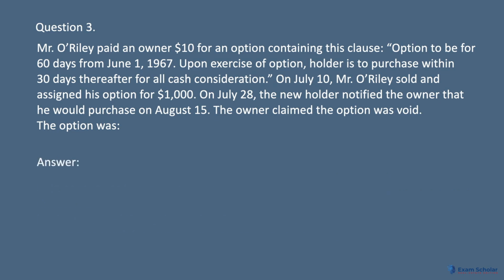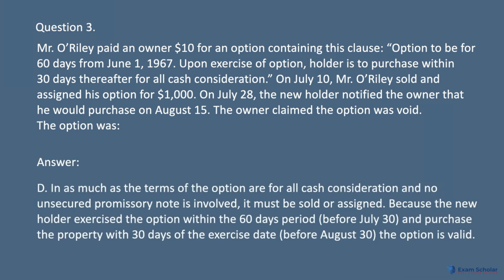Answer. D. Inasmuch as the terms of the option are for all cash consideration and no unsecured promissory note is involved, it can be sold or assigned. Because the new holder exercised the option within the 60 day period, before July 30, and purchased the property within 30 days of the exercise date, before August 30, the option is valid.